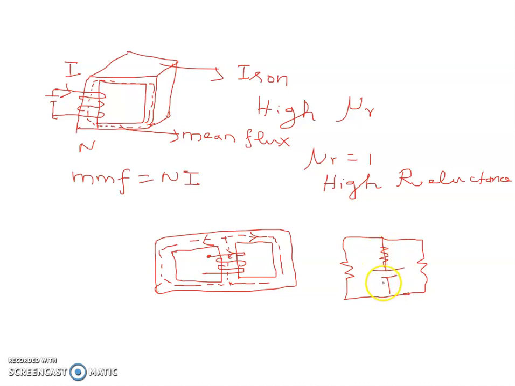Okay, so here you are applying the current. So the main flux will be flowing through the central limb, and one part is taking this outer limb and another through this outer limb. So this is the electrical equivalent circuit of this magnetic circuit. This is actually the electric circuit equivalent.